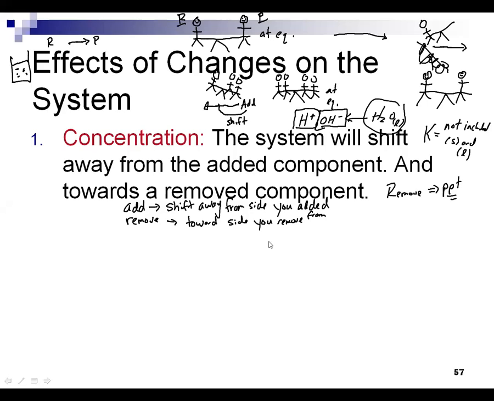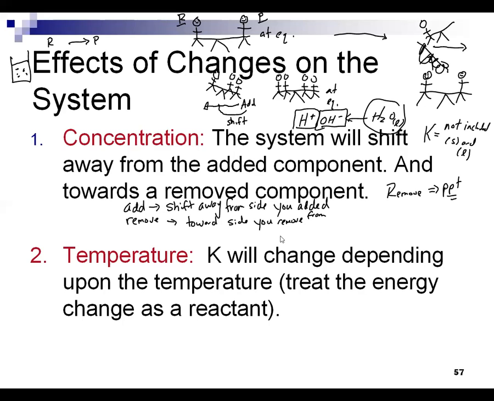So let's see here. Temperature is another sort of stress that you can do to a system. And temperature works the exact same way as concentration, which means if you add temperature, which is like heat, right? If you add temperature, it will shift away. And if you remove temperature, it will shift towards.